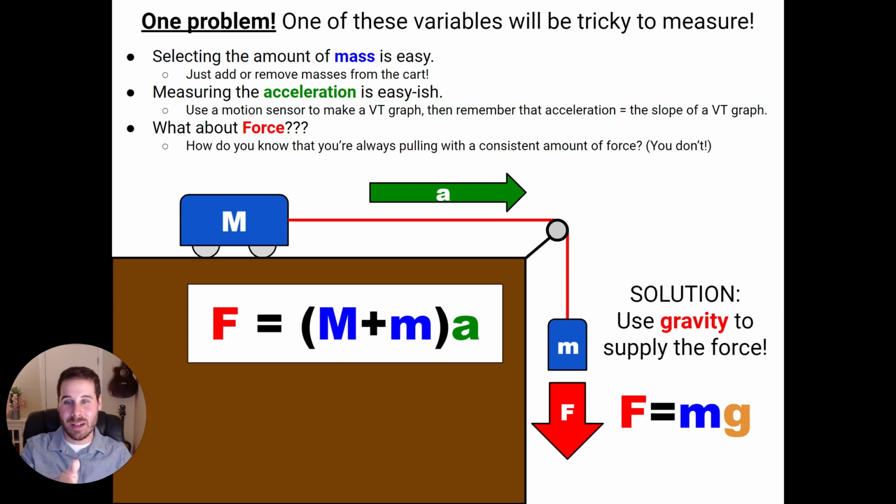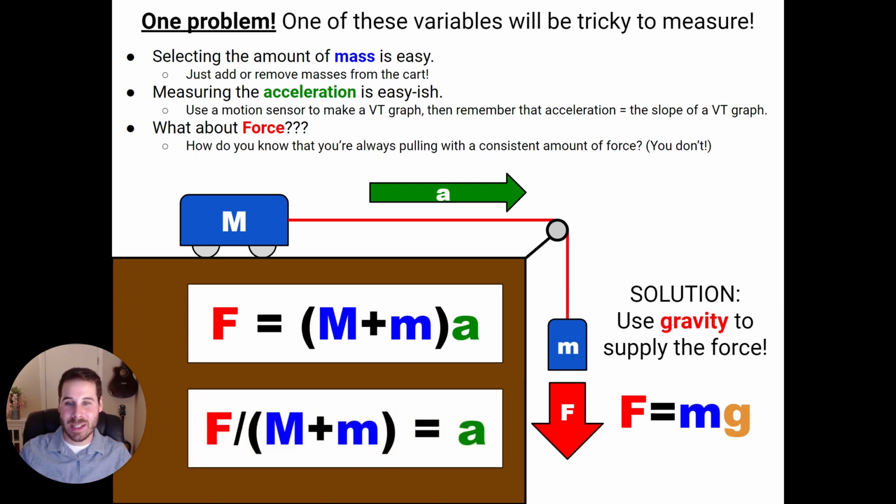Well, to get a by itself, we would want to divide both sides of this equation by big M plus little m, and dividing by big M plus little m on both sides would make it look like this. The force being applied to the system of masses divided by the system of masses equals the acceleration of the entire system. Are you intimidated yet?